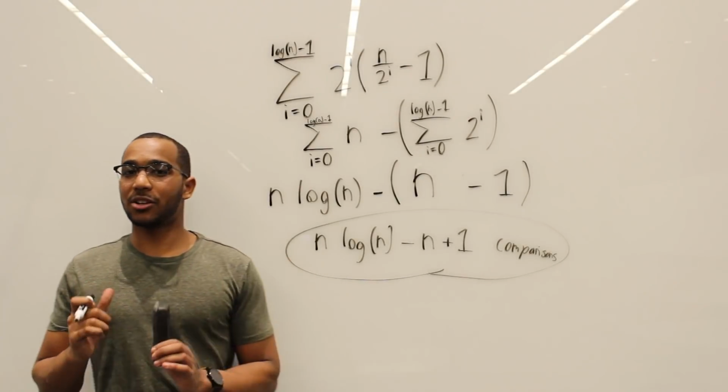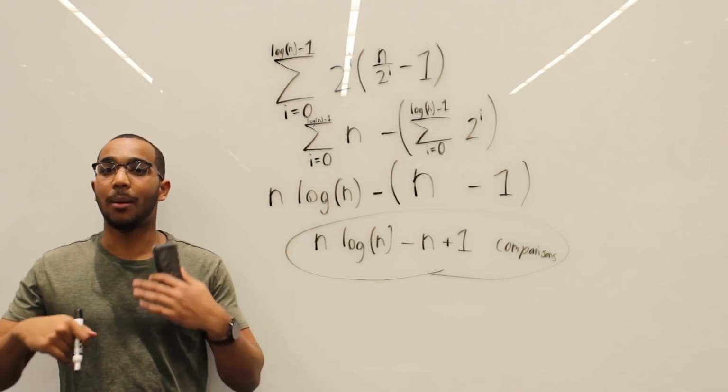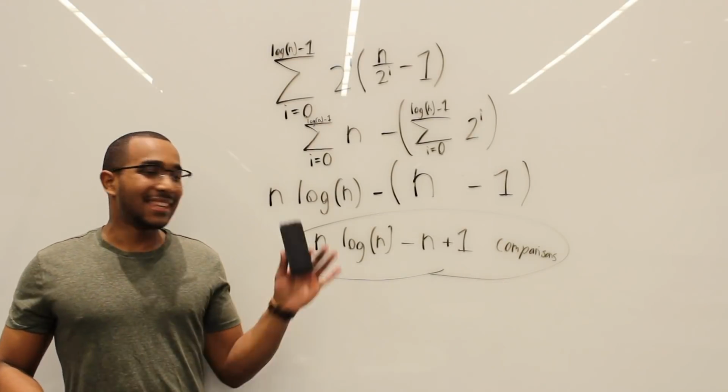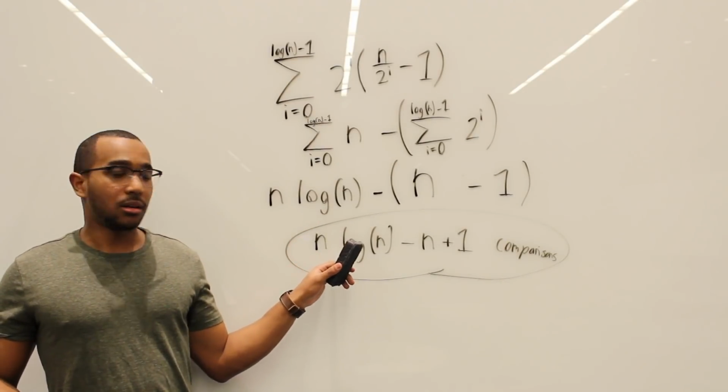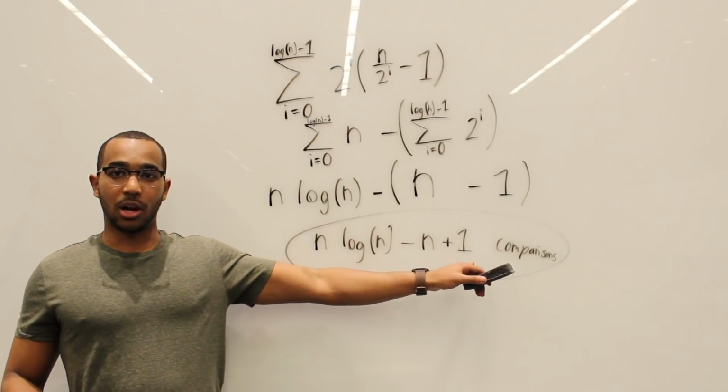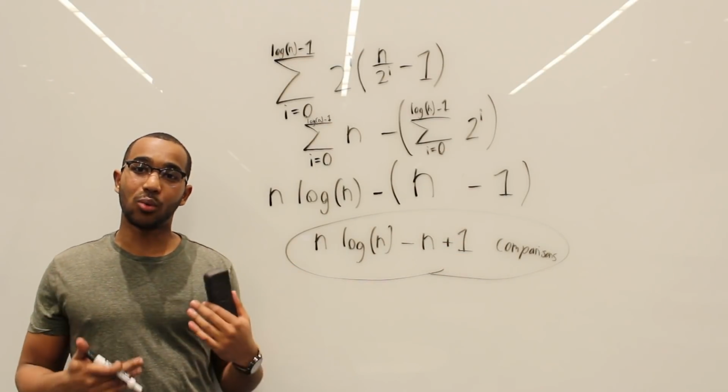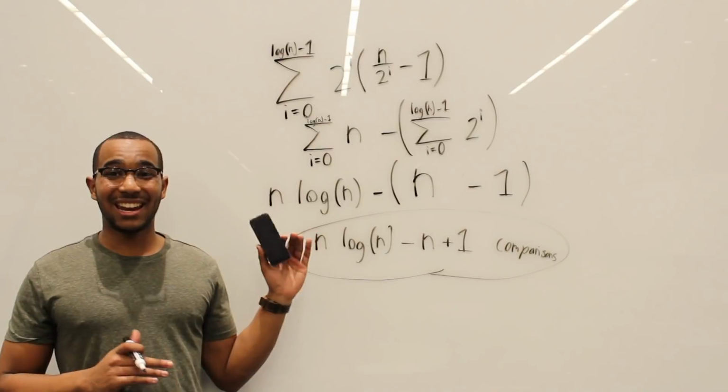The amount of comparisons for merge sort in the worst case, the upper bound we can provide, is this exact amount: n log n minus n plus 1 comparisons. This is how much work we will do total given an n.